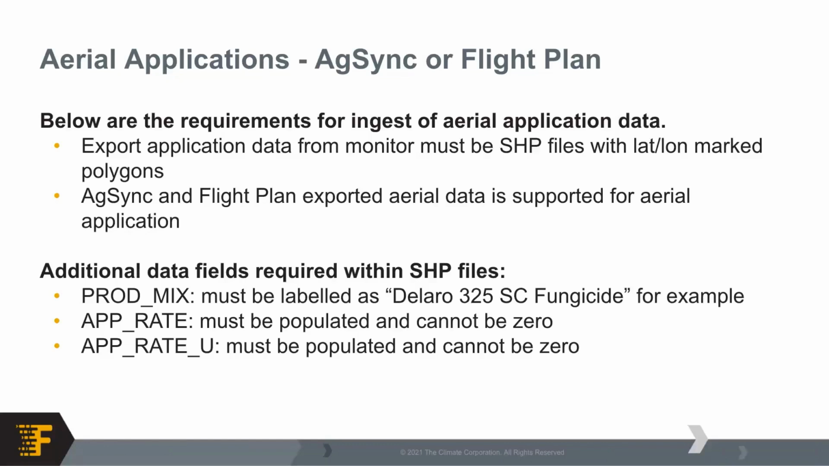So what you'd want to do is have those conversations with your aerial application co-op to make sure that they're filling this out within their display. So for example, prod mix must be labeled as either Delaro 325 SC fungicide, Delaro complete, or any form of fungicide that you'll be applying to your fields. The application rate must be populated and cannot be 0. And the application rate unit must also be populated.